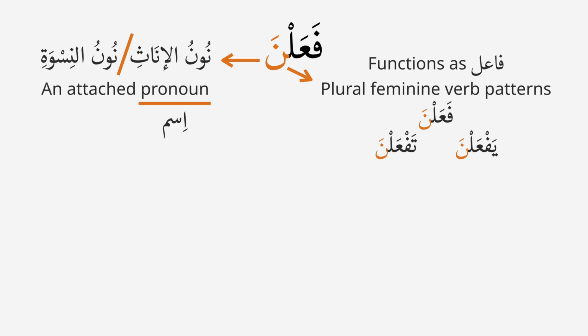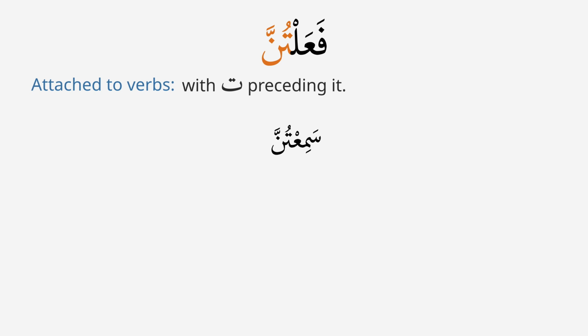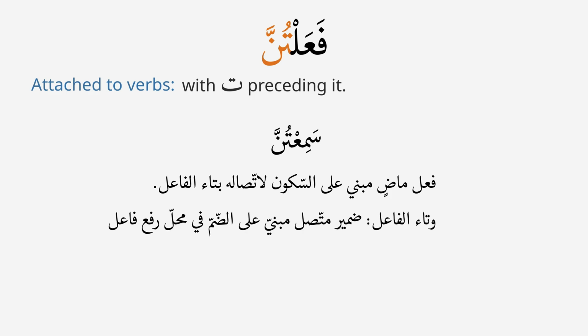On the other hand, we have another noon with a shaddah on it, as in فعلتن. This noon, which I said is for the plural, is known as نون جمع الإناث. It is a particle that indicates the feminine plural, and it can be attached to verbs with ta, which is ta'ul fa'il preceding it, as in سمعتن, in which سمعتن is فعل ماض مبني على السكون لاتصاله بتاء الفاعل, يعني a past verb built on the sukun because of its being attached to the ta of doer. وتاء الفاعل ضمير متصل مبني على الضم في محل رفع فاعل. And the ta of doer is an attached pronoun built on the dhammah at the nominative place, doer. والنون للجمع, and the noon is for plural, and this noon is نون جمع الإناث.